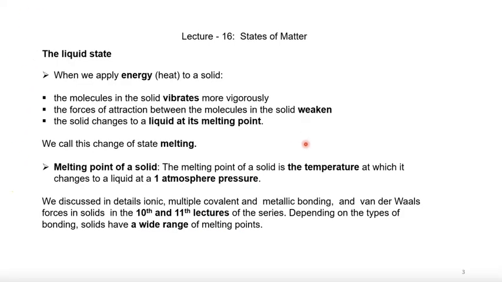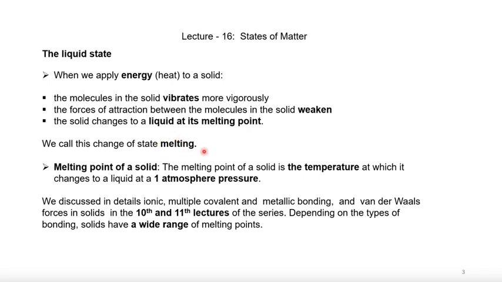Well, we finished the discussion of the gaseous state in detail as per the syllabus of AS level. Now we are talking about the liquid state. When we apply heat energy to a solid, what happens? The molecules in the solid start vibrating vigorously, and then the force of attraction becomes weakened. The solid changes to its liquid state at its melting point. This is what we call the melting state.